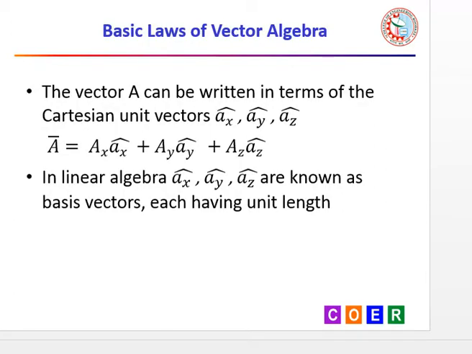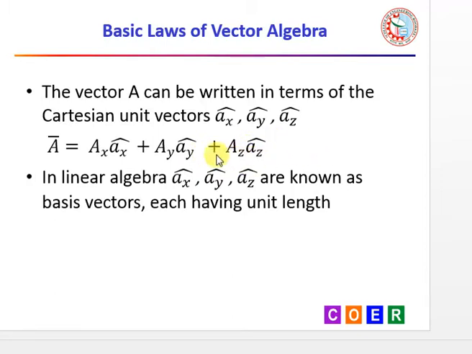Dear guys, you are all familiar with the basic laws of vector algebra from earlier mathematics and physics subjects. But now we explain these rules for your revision. Let us consider a vector A which can be written in terms of Cartesian unit vectors. You can see here the vector A equals Ax unit vector ax, plus Ay unit vector ay, plus Az unit vector az.